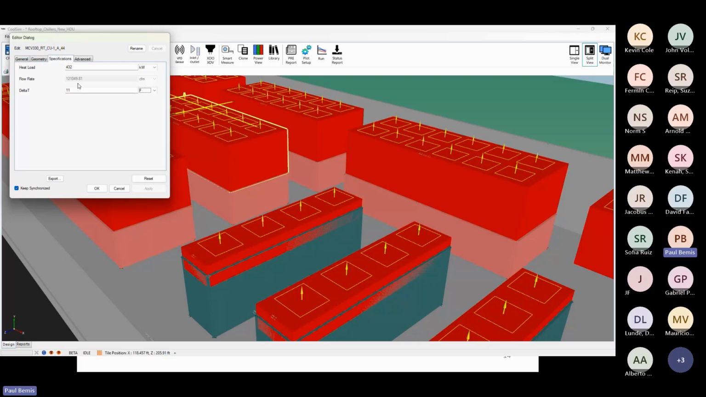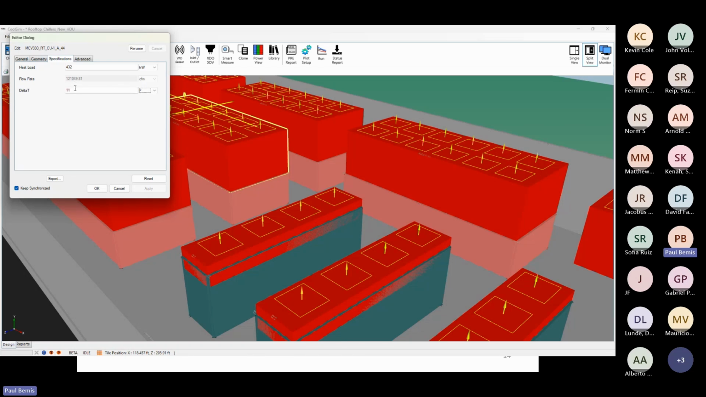So this is a 432 kilowatt device. It has 12 fans on it. The aggregate flow rate on this device is 121,000 CFM altogether. So it's about 10,000 each. You got 12 of them. You're going to have a delta T of 11. Now, as you move that delta T up, the mass flow will go down. If you move the delta T down, mass flow will go up.